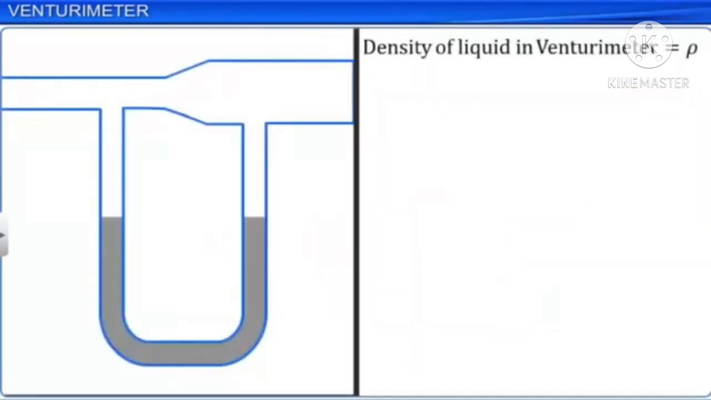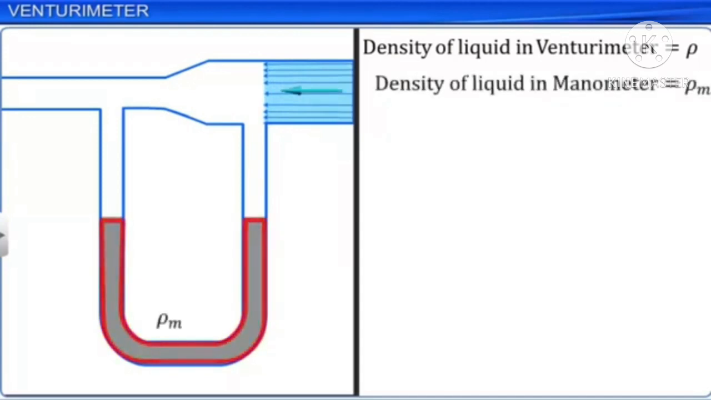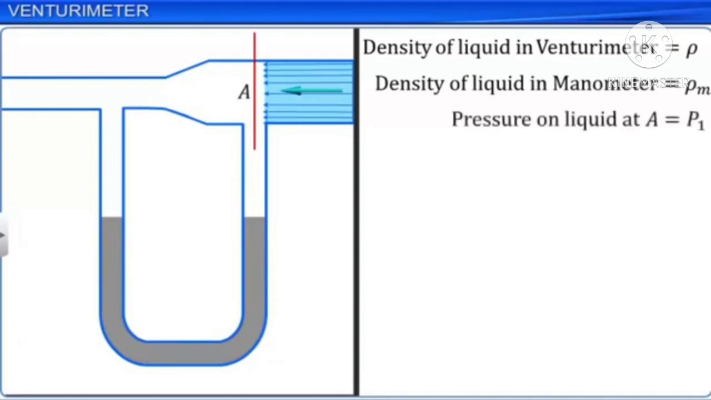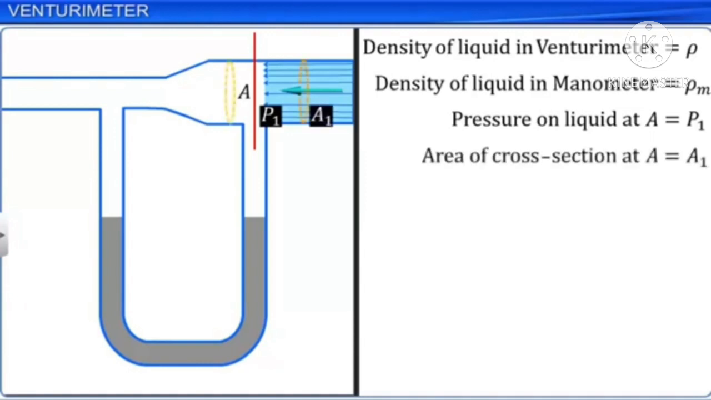Consider a liquid of density ρ passing through the Venturimeter tube with a steady flow. Let ρm be the density of the liquid in the manometer. Consider a point A on the Venturimeter tube, where the diameter is larger. Let P1 be the pressure on the liquid, A1 be the area of cross-section, and V1 be the velocity of the liquid at A.